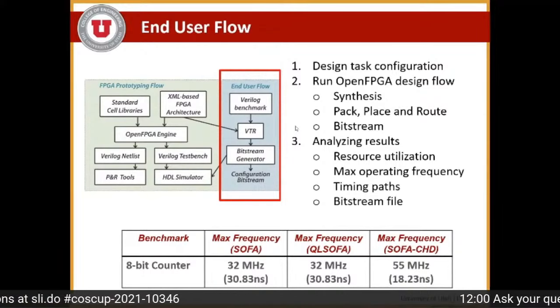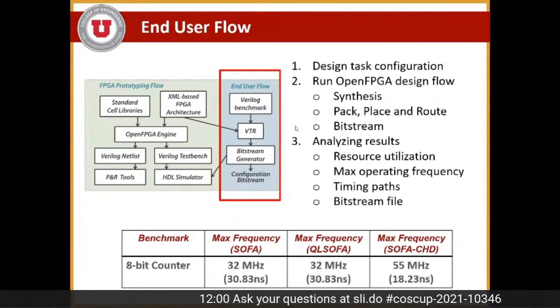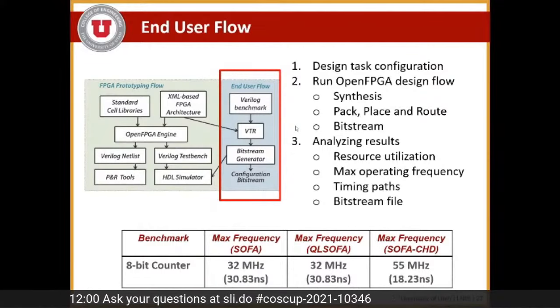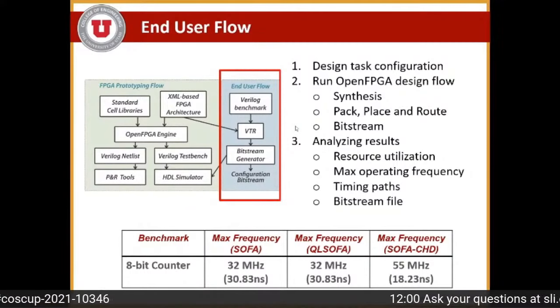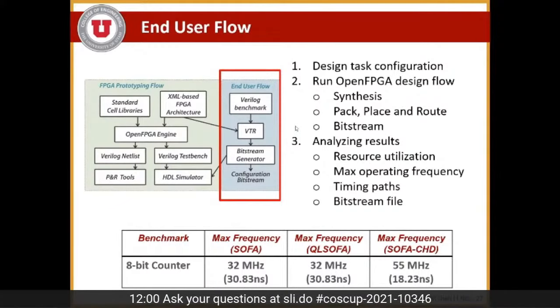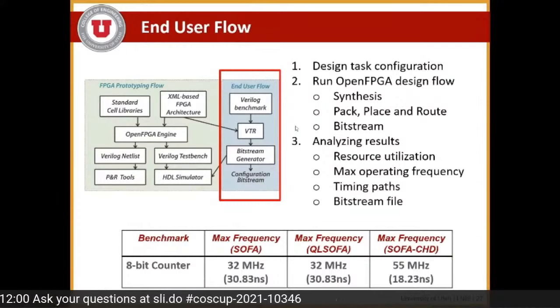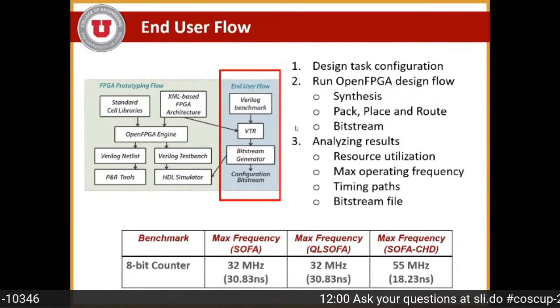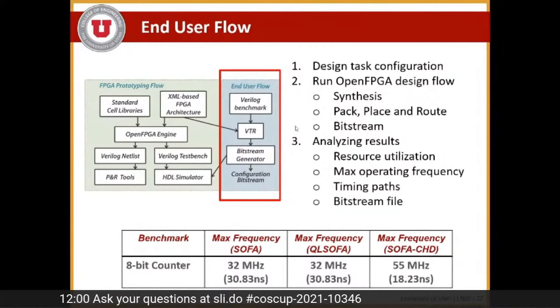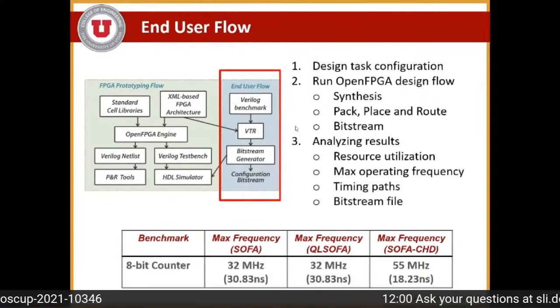The end user flow starts with specifying task configuration file, which contains user's design and few parameters related to OpenFPGA. OpenFPGA engine reads this task configuration file, performs synthesis, pack, place and route operation to generate the bitstream. There are several results generated during this flow which can be analyzed later to better understand the implementation. The results like resource utilization, max operating frequency, timing paths are readily available at the end of the flow. For example, the 8-bit counter benchmark running on 3 different SOFA variants results in 32 MHz and 55 MHz max operating frequency.